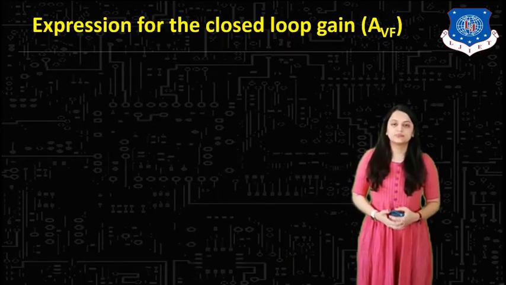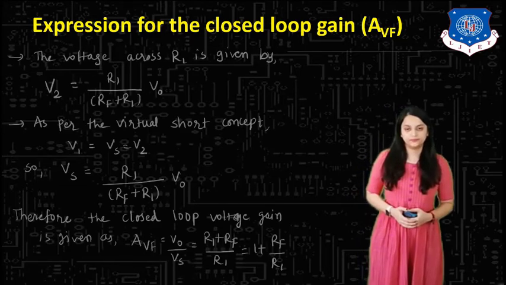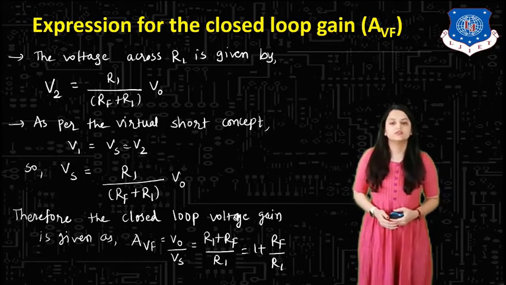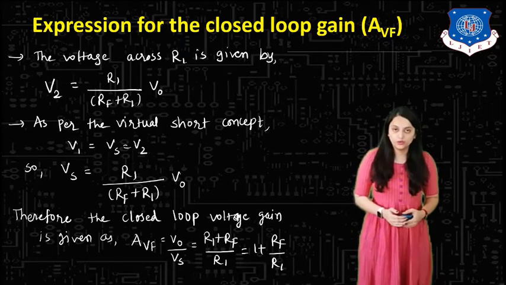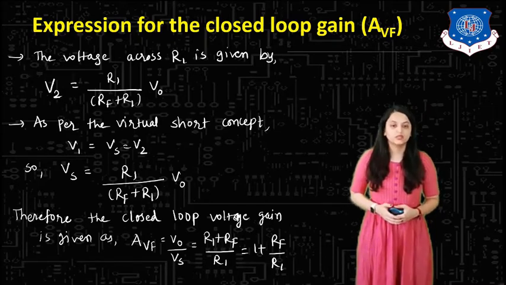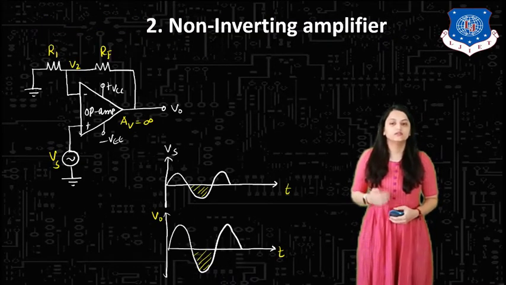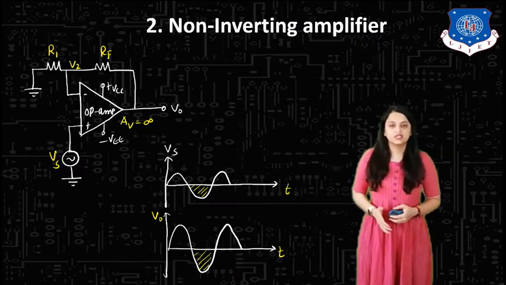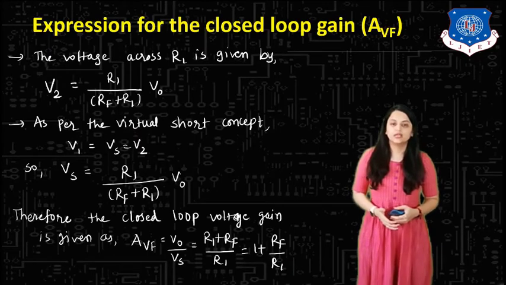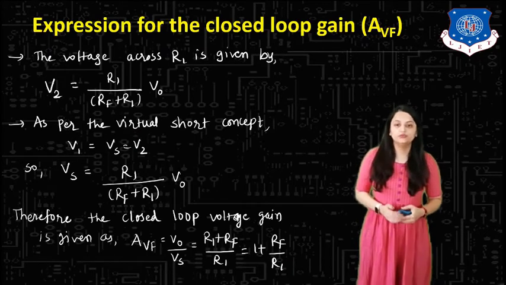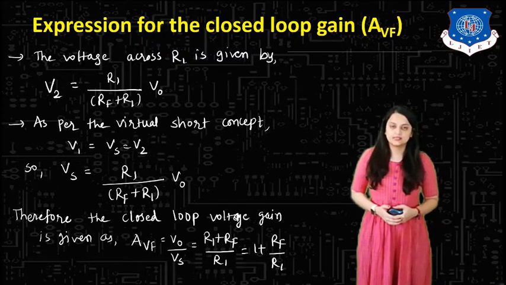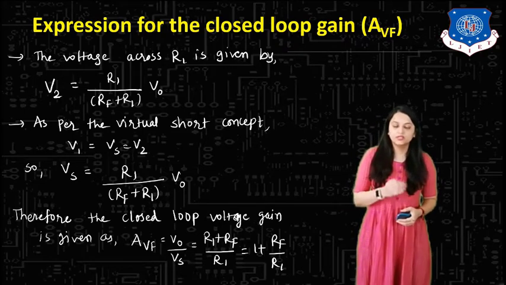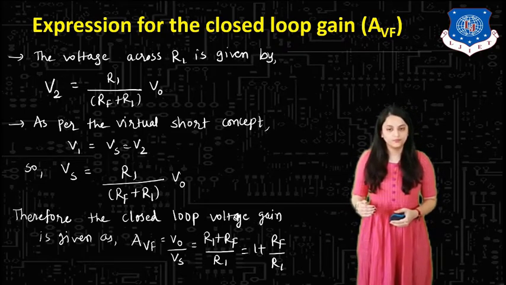Now let us see the expression for the closed loop gain AVF. The voltage across R1 is given by V2, that is equal to R1 upon Rf plus R1 into Vo, that is the voltage divider rule. We have seen in this circuit that V2 is given across R1 and Rf and the output is Vo. So by applying the voltage divider rule, we have the equation V2 equals R1 upon Rf plus R1 into Vo. As per the virtual short concept, V1 equals Vs equals V2. So Vs equals R1 upon Rf plus R1 into Vo.